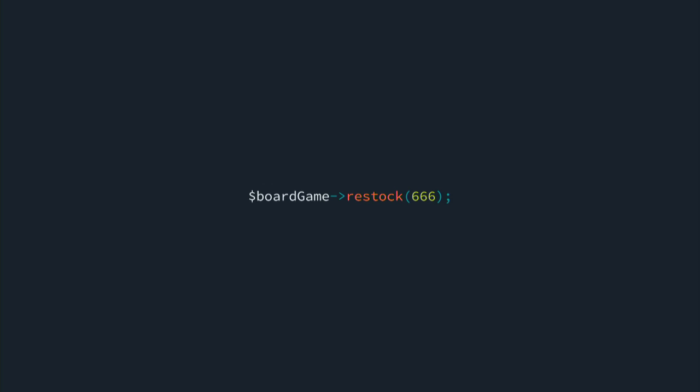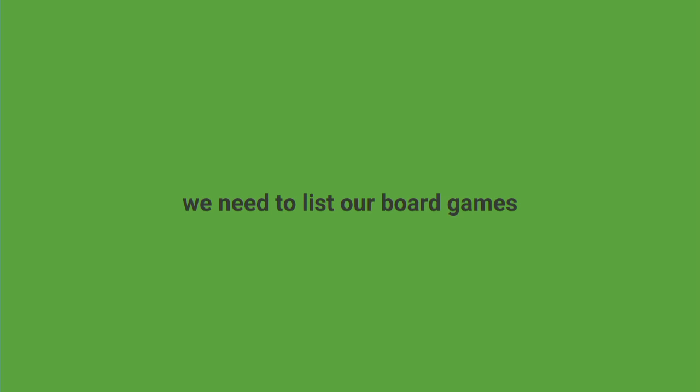So we want to restart the board game, and we need a lot of them, so we restart the board game. 666. Then we get back all these events again, and we write them back to the store. Well, the thing is that we need to actually show these domain events, right?